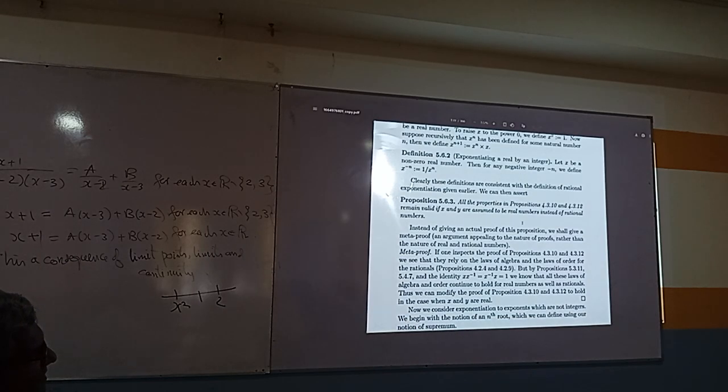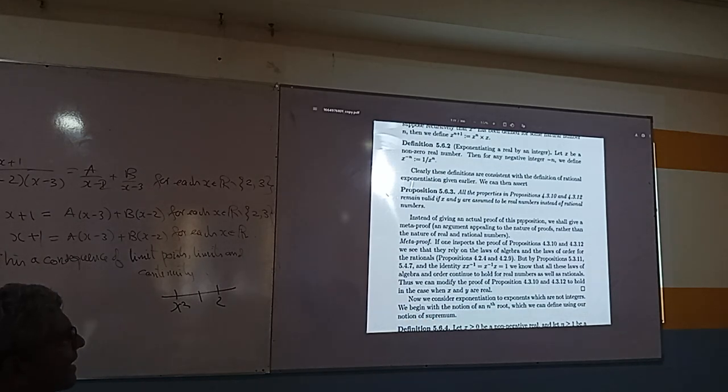We can then assert all the properties in proposition 4.3.10, 4.3.12 remain valid if x and y are assumed to be real numbers instead of rational numbers. Instead of giving an actual proof of this proposition, we shall give a meta-proof, an argument appealing to the nature of proofs rather than the nature of real and rational numbers. Meta-proof is not actual proof but meta.